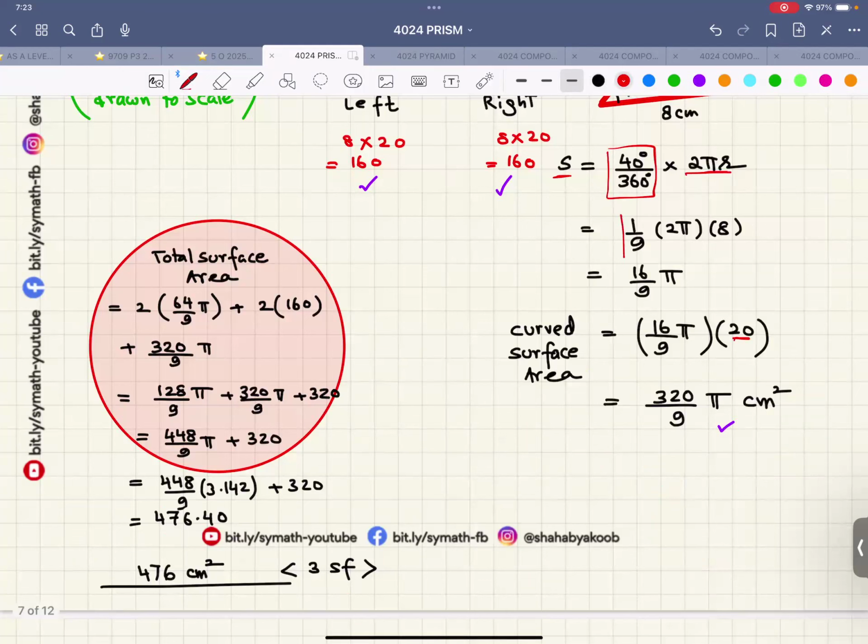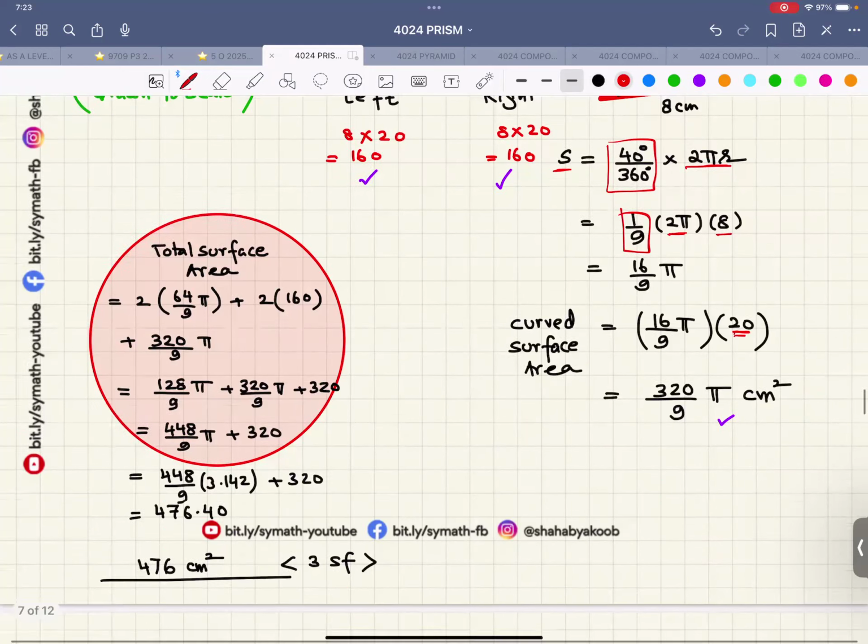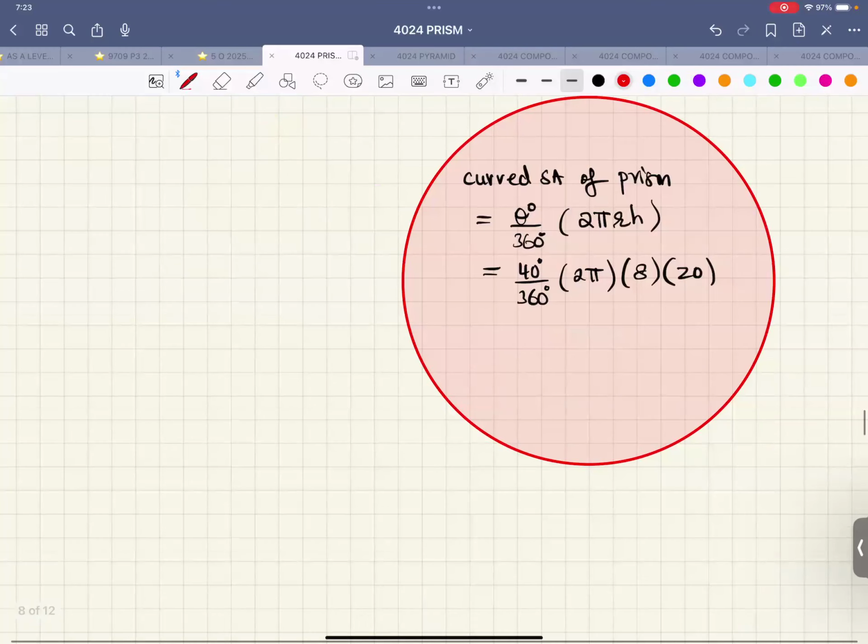It's exactly the same thing. 40 over 360 is 1 over 9. 2 over 9 is there. 8 is there. 20 is there. You get the same thing as over here.